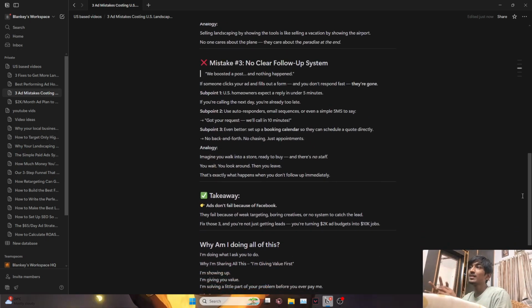The mistake number three is that there's no clear follow-up system. You boosted a post and noticed nothing happened. If someone clicks your ad and fills out a form and you don't respond fast, they're gone. As soon as you get the lead information, the first thing you have to do is send an automatic response.